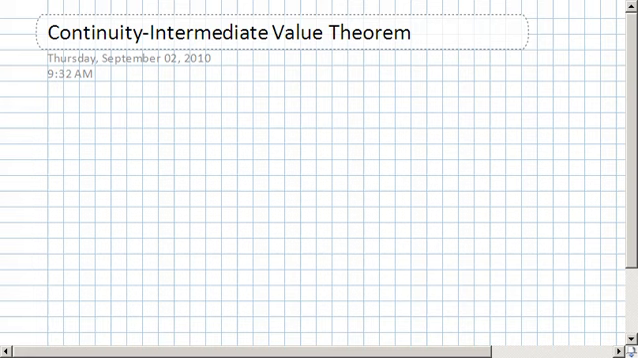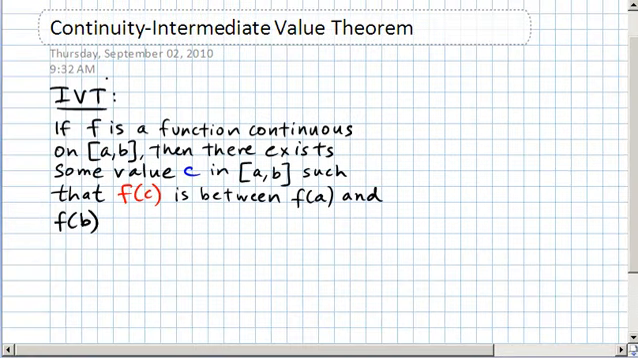Alright, our next topic dealing with continuity is the intermediate value theorem. So the intermediate value theorem, or IVT for short, says that if f is a function continuous on the interval from a to b, including the endpoints, then there exists some value c in that interval such that f of c is between f of a and f of b.